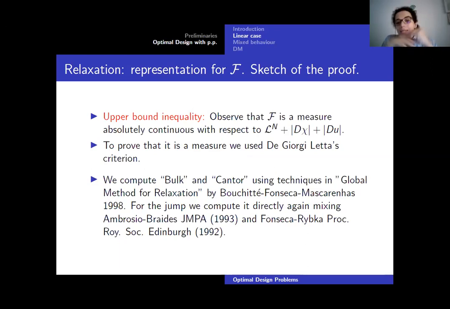Then comes, let's say, the interesting part, which is the fact that to prove the upper bound inequality, it is really important to prove that this relaxed functional F is a measure, and is a measure which is absolutely continuous with respect to our ingredients, namely the Lebesgue measure, the total variation of u, and the total variation of chi. And to prove that, we use the De Giorgi-Letta criterion that I will show in a second. And then, okay, a mix of techniques. But I really want now to underline the importance of understanding that the functional F is a measure.